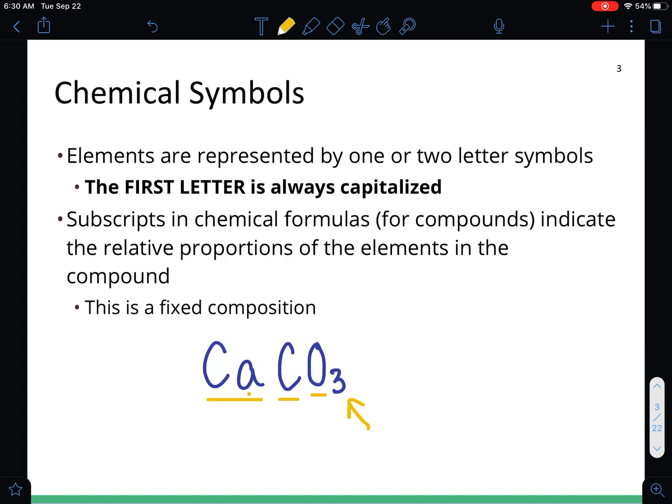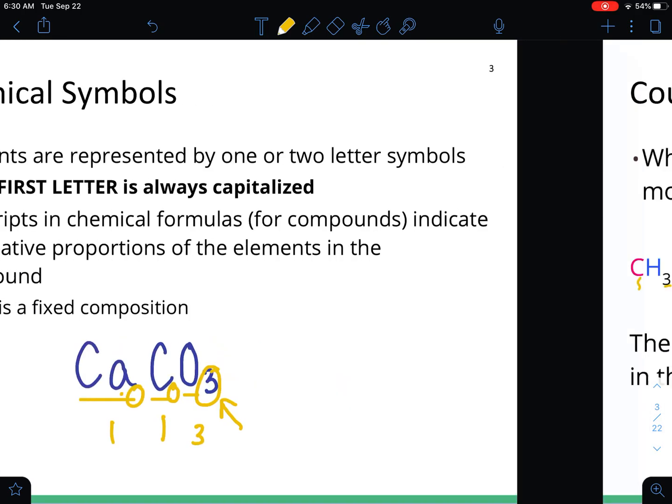So here, since there is no number after calcium, we just have 1. Since there's no number after carbon, there is just 1. Because there is a 3 after oxygen, we will have 3 oxygens in this calcium carbonate compound.